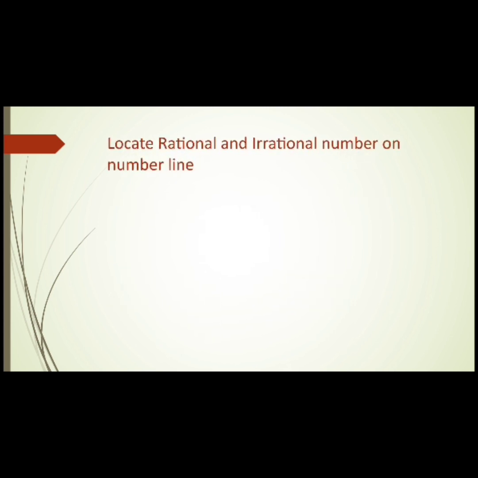Now coming to the next topic, which is based on some questions. You have to locate rational and irrational numbers on the number line. Let us first come to a rational number, that is, locate 5 by 4 on the number line. As you have learned, 5 by 4 is a rational number because it is in the form of P upon Q, where P and Q are both integers and Q is not equal to 0, and Q's value is 4. So how can you locate a rational number on the number line?